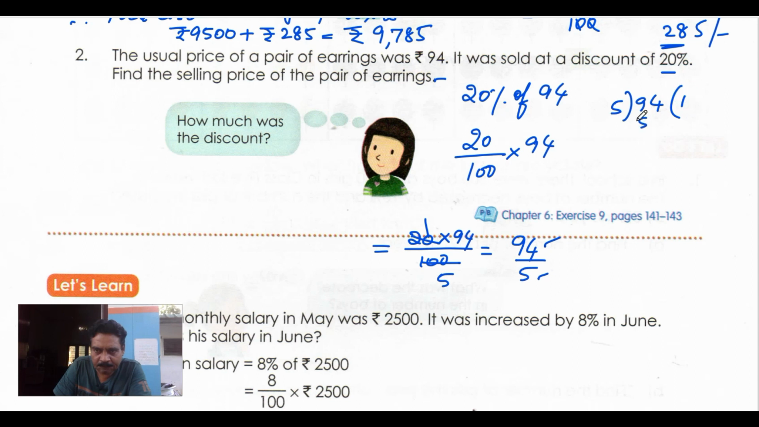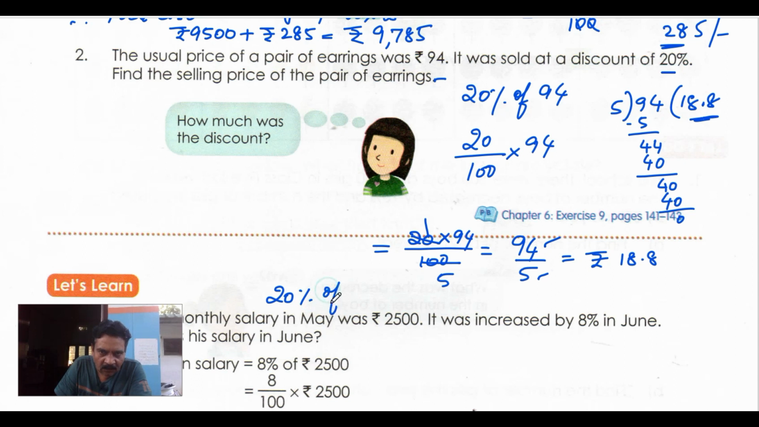Let's see, right? 5 and this is your 94. 5 ones are 5, 4, this 4 you copy, then 5 8s are 40, 4.0, then 5 8s are 40, that is 18.8. So we get rupees 18.8. It means what? 20% of rupees 94 is 18 rupees 80 paisa.